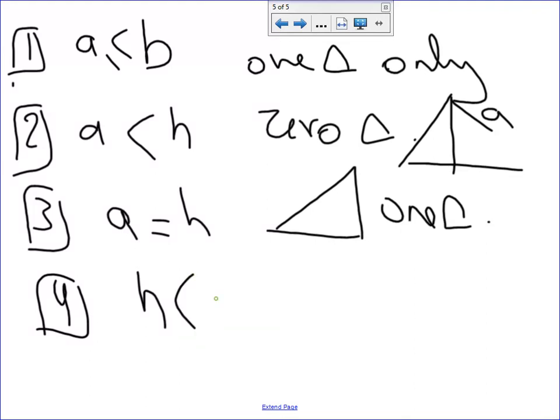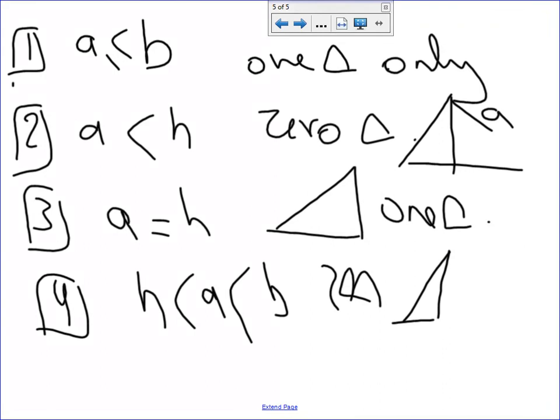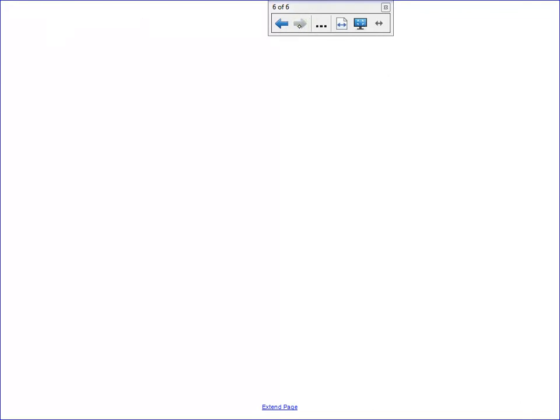But if A is greater than H and less than B, we have two triangles. One of them has an obtuse angle and the other one has an acute angle, as in this shape. This is the conclusion of this rule.